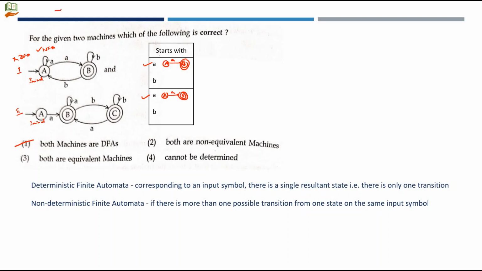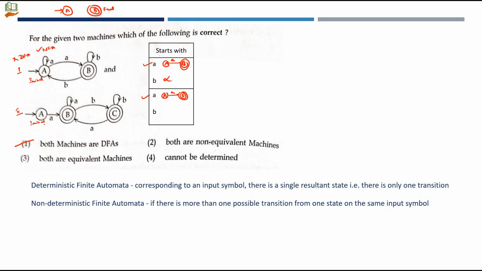Initial state will have an arrow mark with the state symbol, and final state will have a double circle like this. So this will be the final state. In the first machine, B is the final state, and in the second machine, both B and C are final states. But in both the machines, A will be the initial state. Does any transition occur with input B from A? A does not have any transition with input B, so the string does not start with B for this machine.